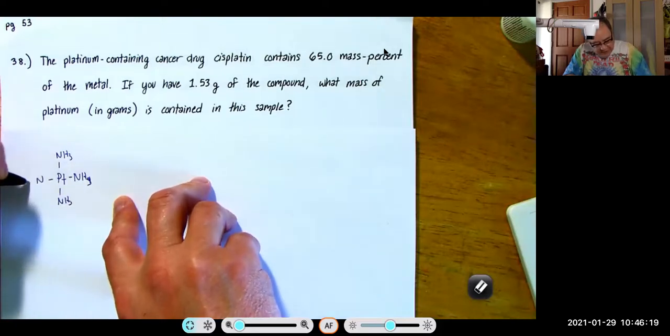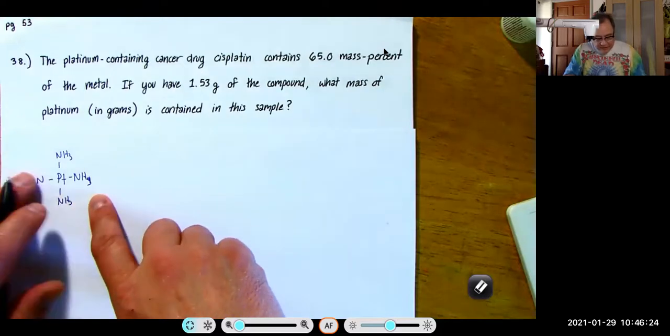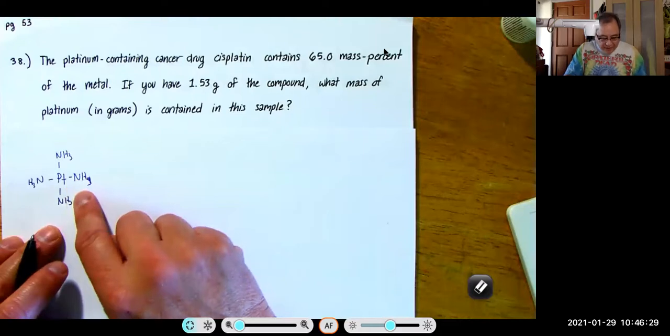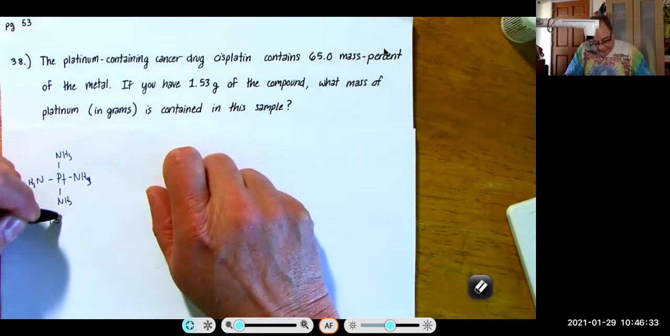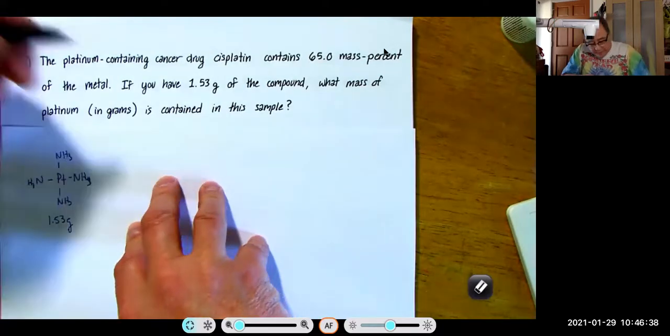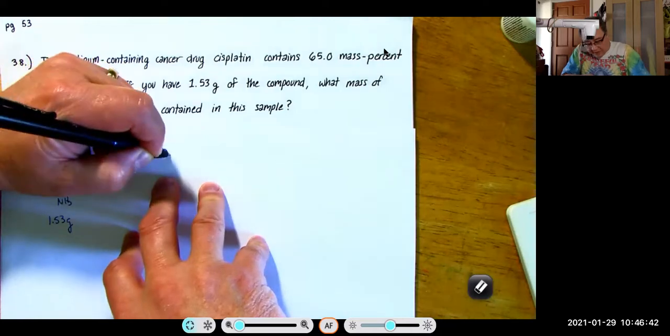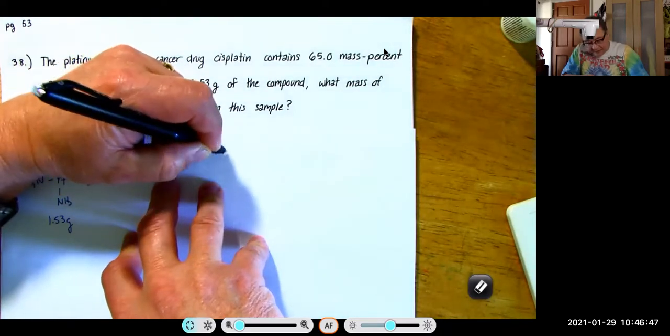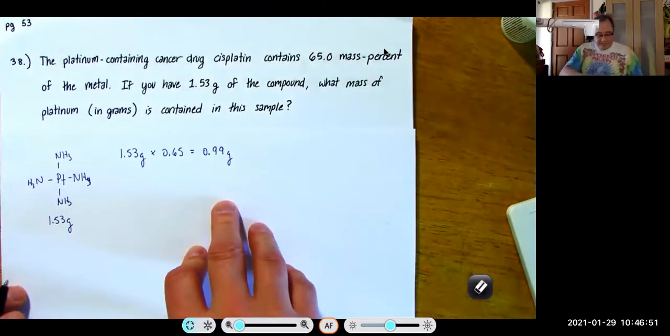So it looks something like this, if I remember right. And this is cisplatin, but they want to know, what is the mass of platinum if you have 1.53 grams of this? So the first thing I'm going to do is I'm going to do it the wrong way. 1.53 grams times 0.65 is equal to 0.99 grams. So this is not very good, and I'll tell you why.